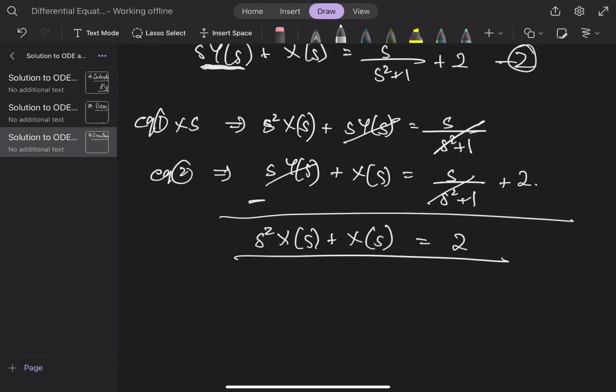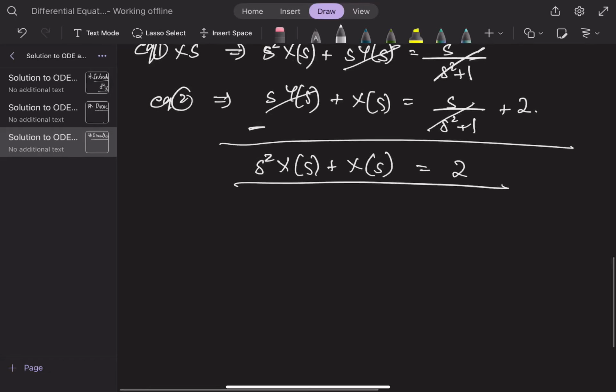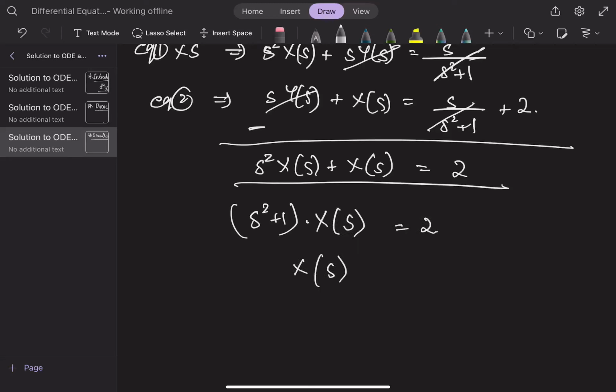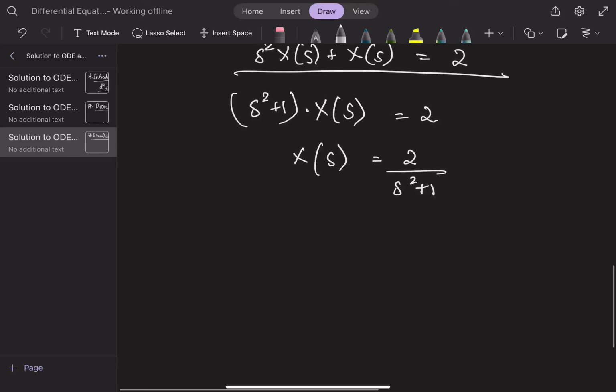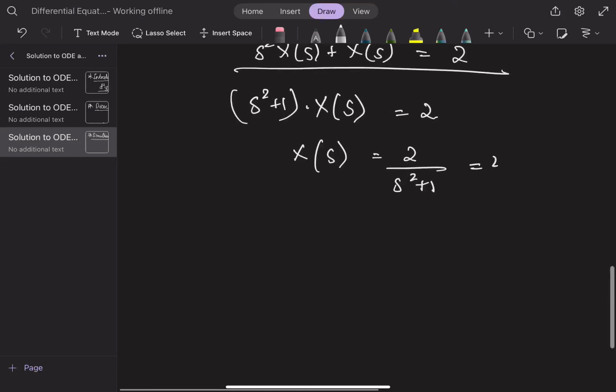Now all we need to do is solve this for X(s). If we take X(s) as common, you'll get s square minus 1 multiplied by X(s) is equal to 2. So X(s) is 2 upon s square minus 1. And this was Laplace of x. So to find x, you need to take Laplace inverse of 2 upon s square minus 1.